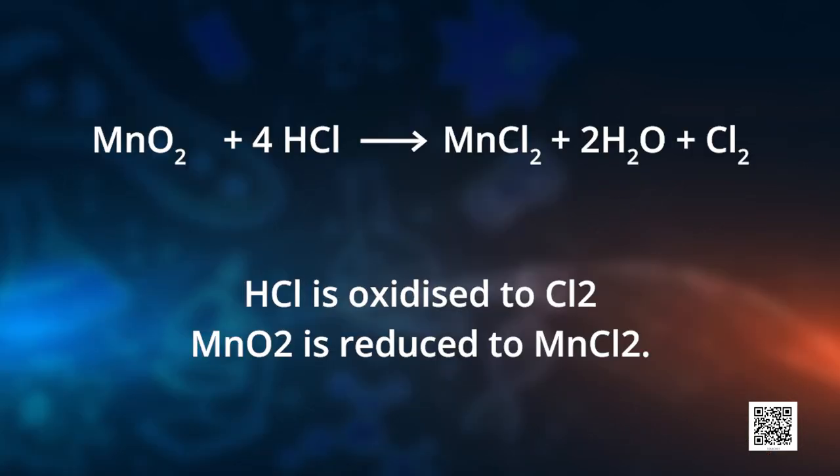And look at another reaction where we have manganese oxide reacting with acid. Which acid is it on the screen? Yes, it's hydrochloric acid. So, when manganese oxide reacts with hydrochloric acid, we are getting three products. We are getting manganese chloride, water, and chlorine gas.